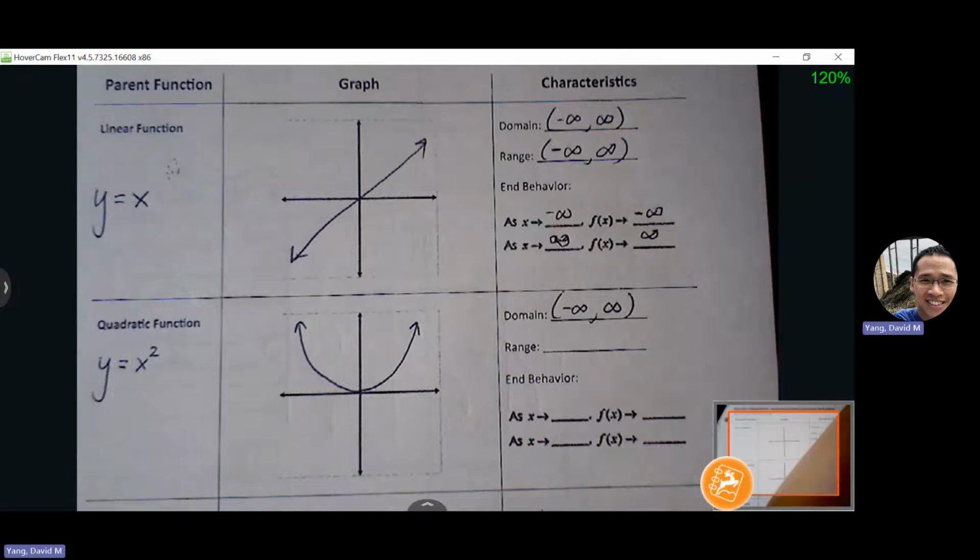Your range will always have one infinity or negative infinity on one side, and the other side is always going to be the highest point or lowest point of your graph.